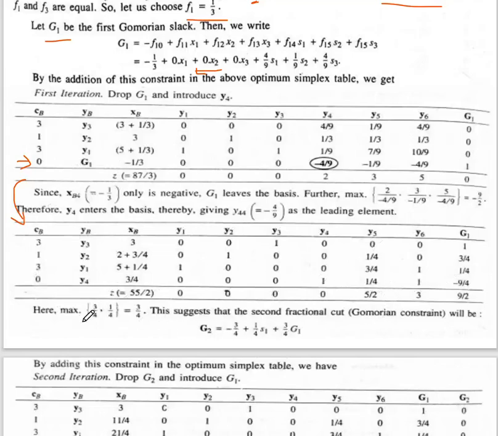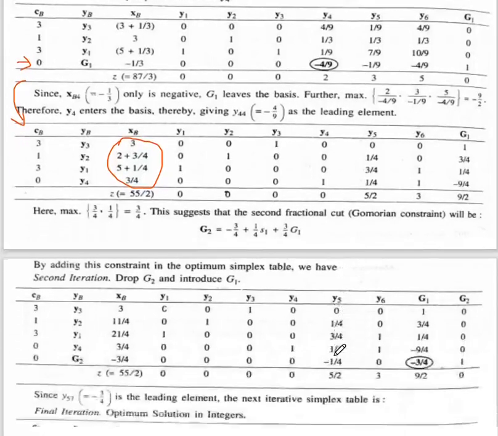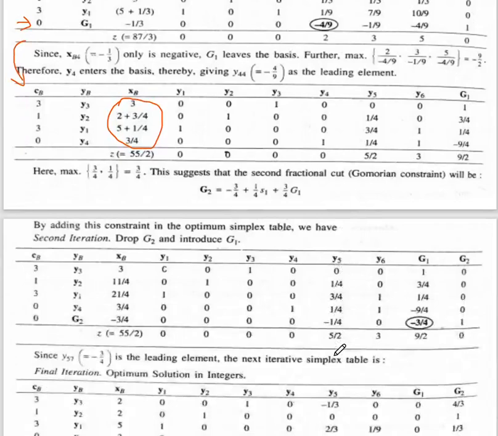Again here we will check all the values of Zj minus Cj. Here all the values of Zj minus Cj are positive or 0, but some values of xb are non-integer. Therefore this table again will not give the optimum solution. Now again we will introduce the Gomorian G2 slack variable.